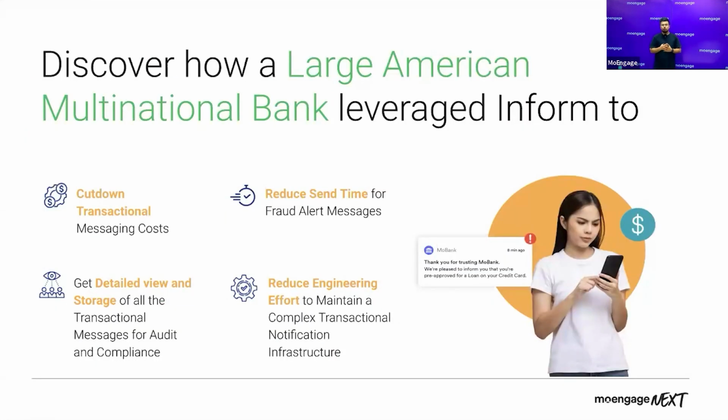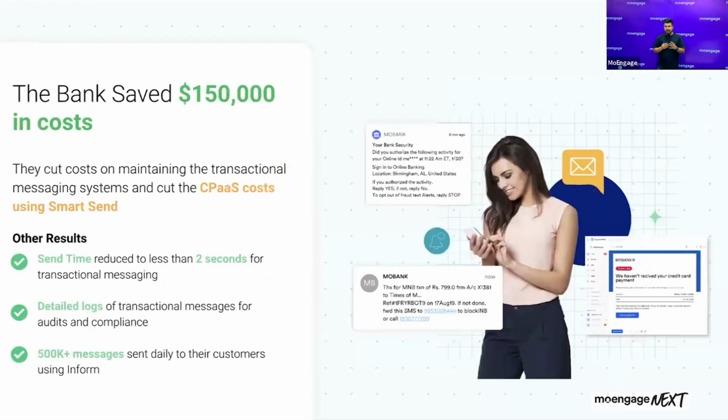We also want to talk about how a large American multinational bank leveraged Inform. What they were able to achieve with it is they were able to cut down on the transactional messaging cost. They were also able to reduce the send time, or the latency from triggering the message to the time the message is received. They also had really nice observability on the platform and were able to optimize their vendors based on these inputs, and also able to reduce the engineering effort in-house, which was managing all the transactional systems. This bank saved 150K in cost, and this was largely because of the Smart Send feature.